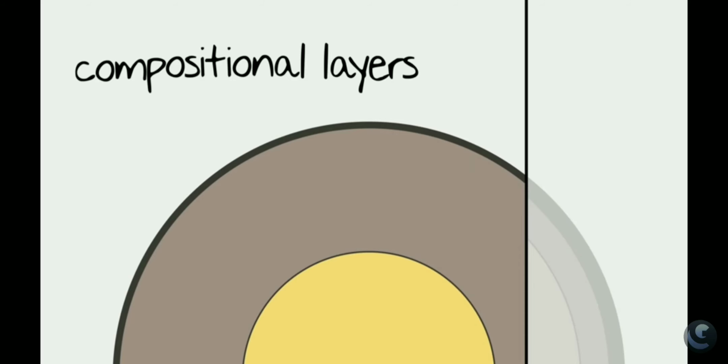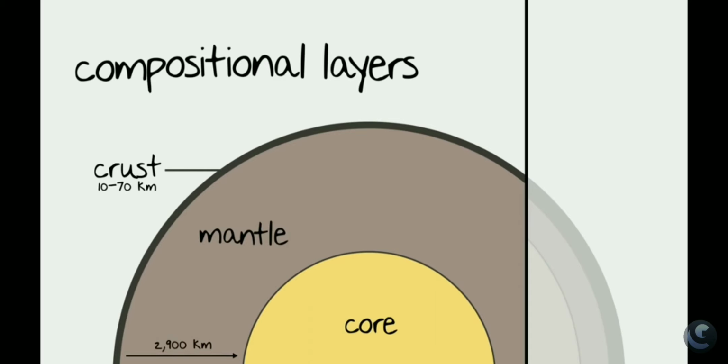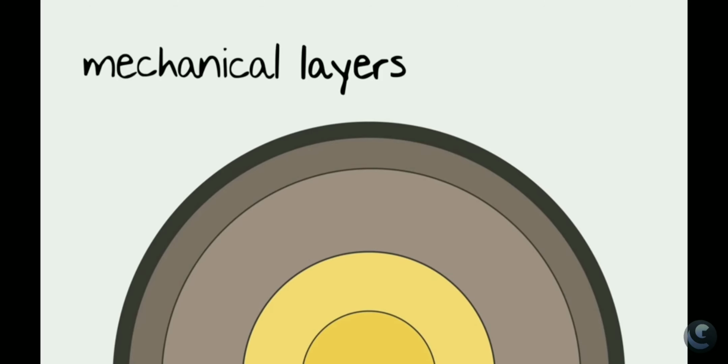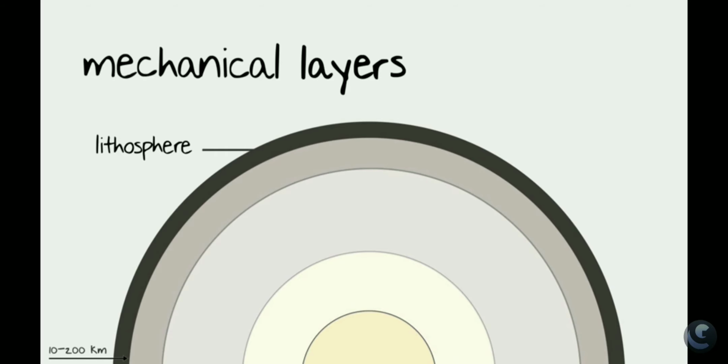There are three primary compositional layers of the Earth, and these are probably the ones you're most familiar with: the crust, the mantle, and the core. It's important to understand that the compositional layers refer to the materials or elements the Earth is made of. However, if we take a look at how the inside of the Earth behaves, we can divide them even further into mechanical layers. Starting from the outside working in, the lithosphere is the outermost layer of the Earth, which contains the entire crust and the topmost layer of the mantle.